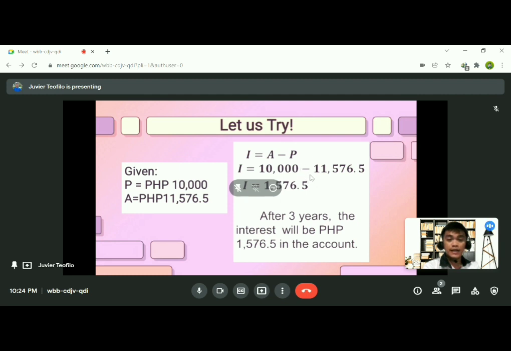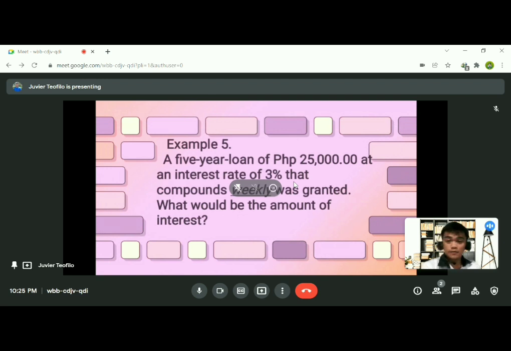It must be 11,576.5 minus 10,000, so that you have the result of 1,576.5. Therefore, after 3 years, the interest will be 1,576.5 in the account. So let's have an example number 5.